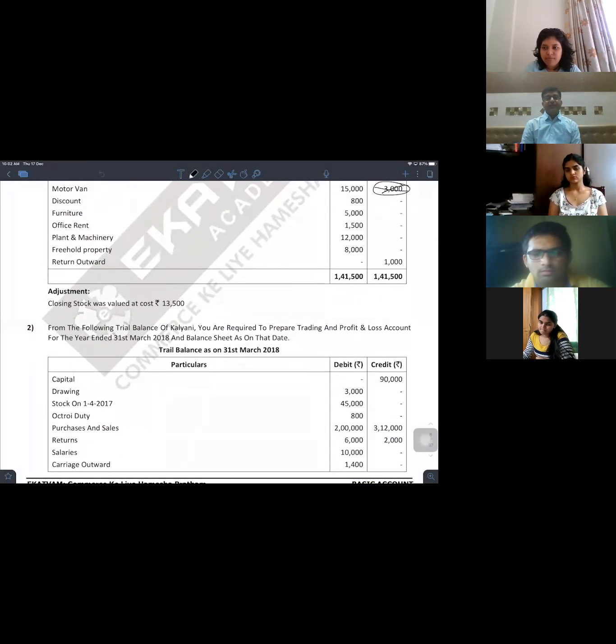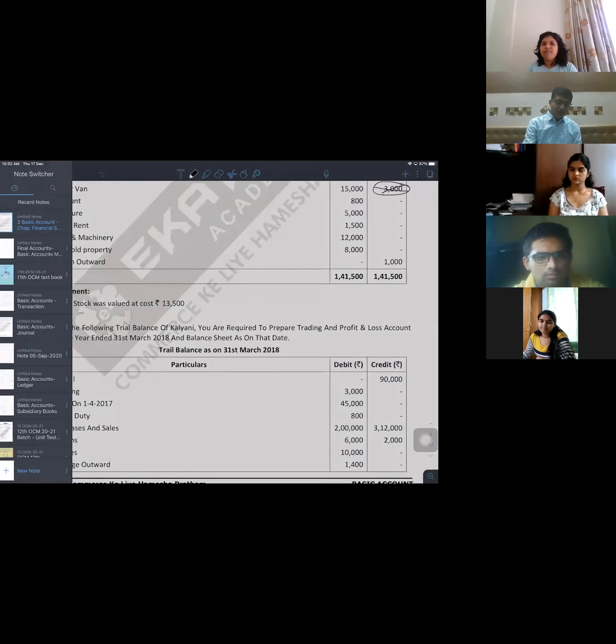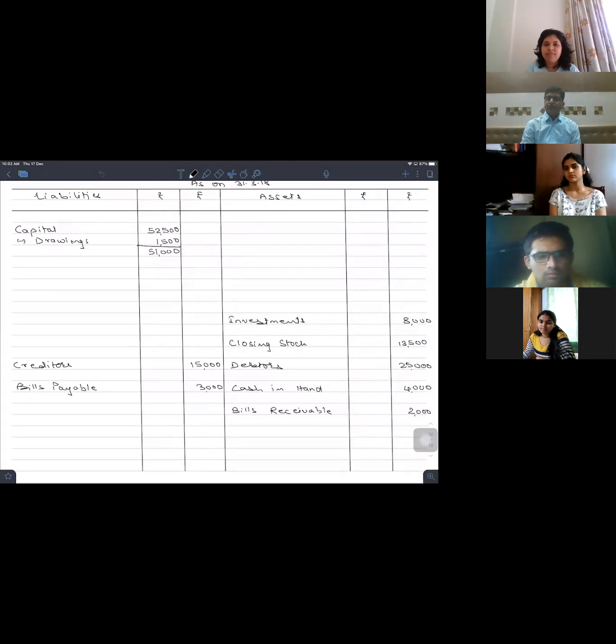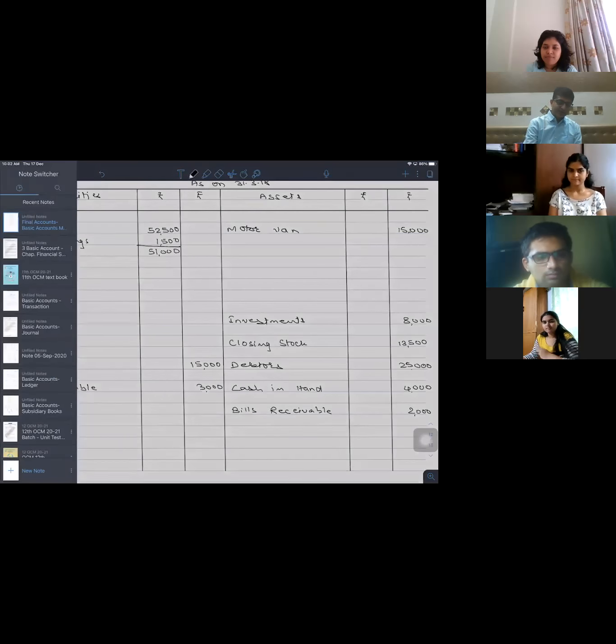Motor van is a fixed asset or not? So that will appear in the top of our balance sheet onto the asset side. Because there is no adjustment related to depreciation, so motor van will appear as such. Motor van. यही अगर depreciation का adjustment होता तो 15,000 I would have shown in the inner amount column and then reduce the depreciation from that. Correct?